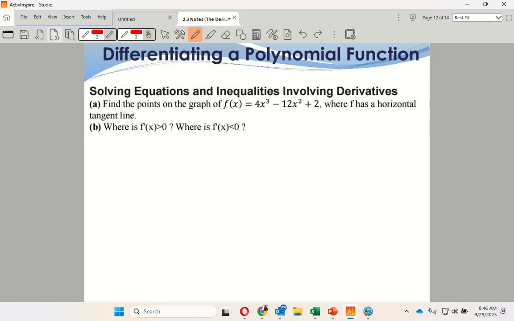All right, find the points of the graph where it has a horizontal tangent line. Horizontal tangent line, this is going to be super important. What is the slope of a horizontal tangent line? 0. There we go. So let's first find my derivative. f prime of x is going to give me 12x squared minus 24x, and that constant goes away.